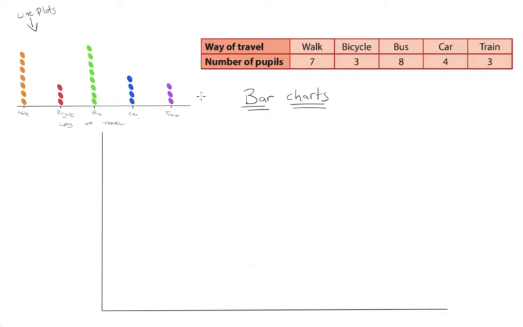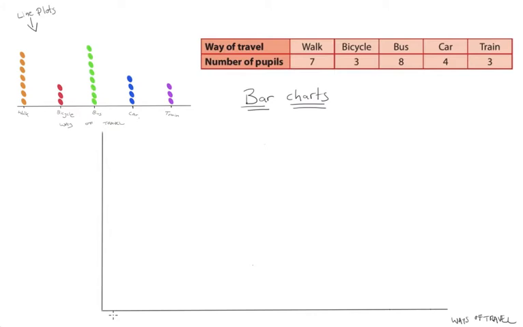First thing you'll notice, when you are doing a bar chart, you don't have only the line across, you also have a vertical line. So you have a vertical line here and then the line across. The line plot we did yesterday, looking at the different ways of travel, I'm going to do as a bar chart now to show you the difference between the two. So we'll still put ways of travel at the bottom.